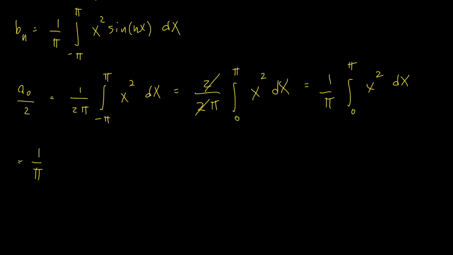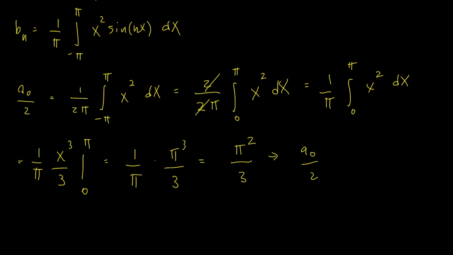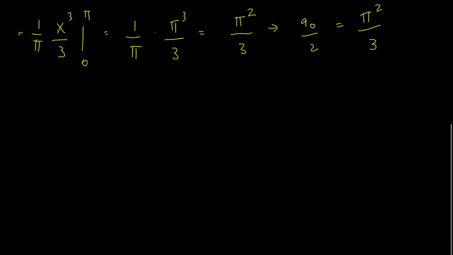Integrating this, we have 1 over pi, x cubed over 3 from 0 to pi, which is equal to 1 over pi and then times pi cubed over 3, which simplifies into pi squared over 3. So we have a naught over 2. The first Fourier coefficient is now going to be pi squared over 3. And the next thing we have to calculate is an.